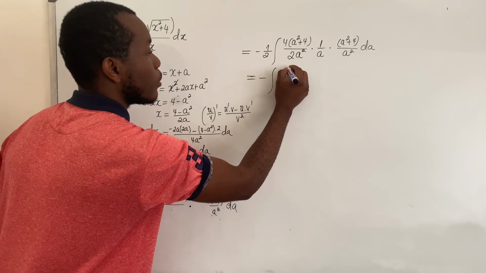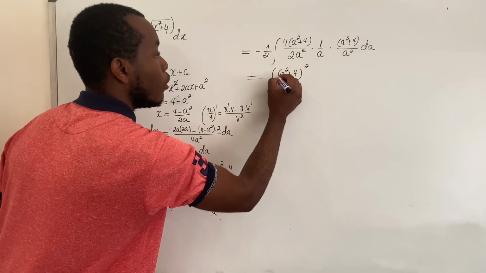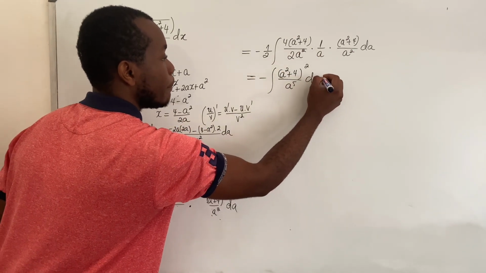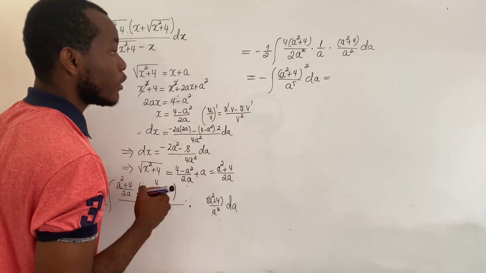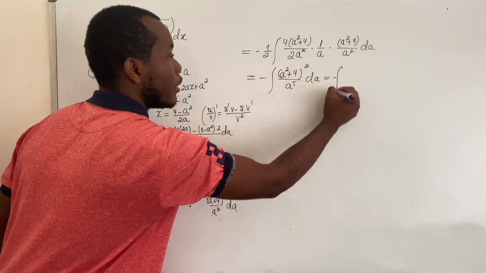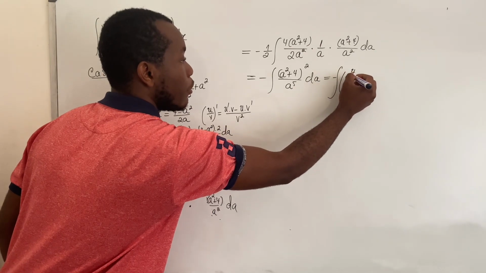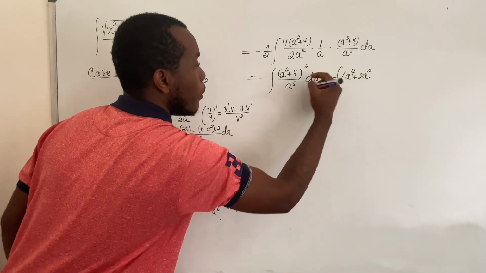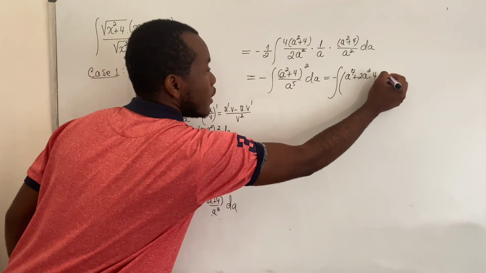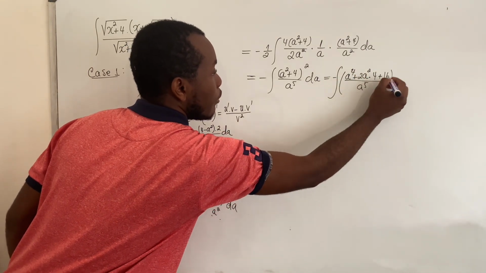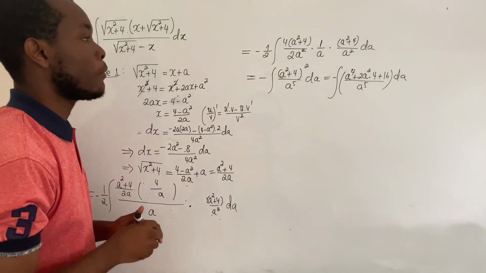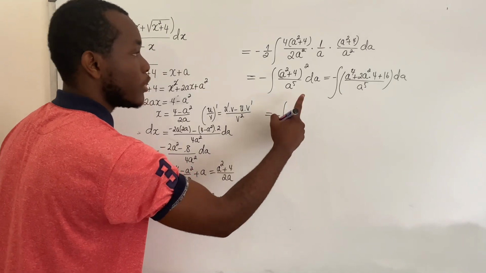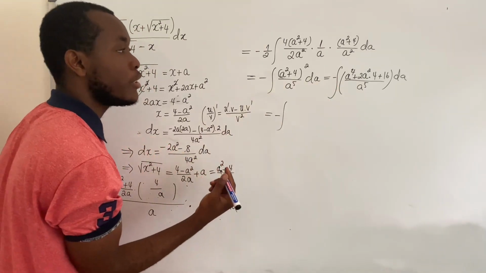So we're going to have a squared plus 4 squared all over a to the power 5 dA, which is simply equal to, when we expand this expression, minus the integral of a to the power 4 plus 2a squared times our b, in this case 4, plus 16 over a to the power 5 dA. Now, we can separate each term with its denominator.